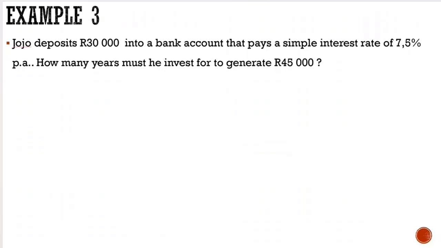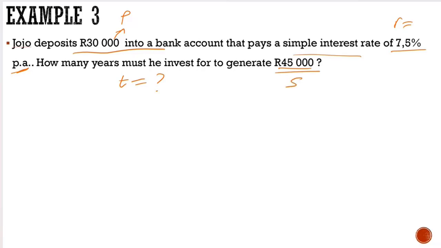Okay, let's look at this one. Joshua deposits 30,000 into a bank account that pays simple interest. 30,000 is deposited, that means your principal value is this one. It pays a simple interest rate, which is given here, per annum. How many years must he invest to generate, so you are looking for T here, to generate this, which will be your future value, that means the sum accumulated.